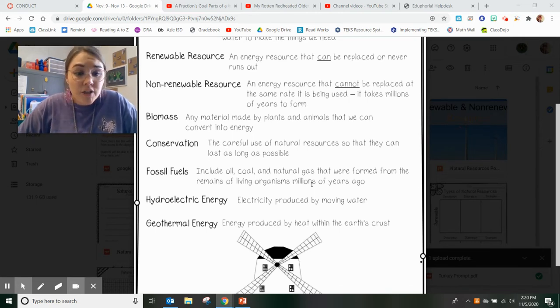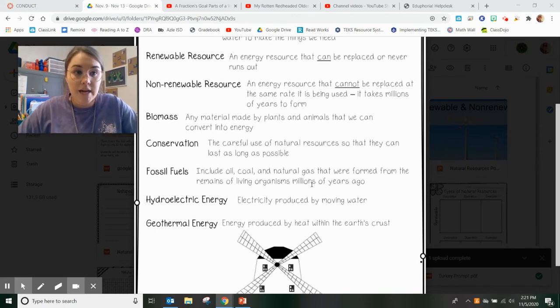Remember, hydroelectric energy is the electricity produced by moving water. We see that a lot. People use that. And geothermal energy is energy that's produced by heat within the Earth's crust. Hydroelectric and geothermal are both renewable resources because we're always going to have moving water, and we're always going to have the heat within the Earth's crust. So we'll always have those two types of energy to use.